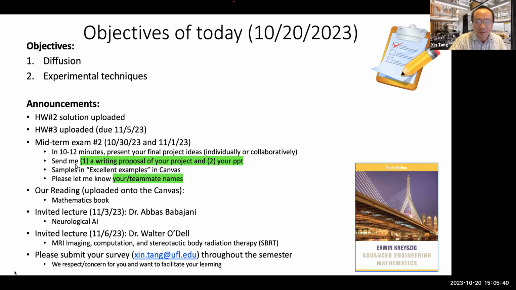Okay, so after the presentation, your score is determined, but you can send me your proposal and also your PPT. Then I will comment on the proposal and send it back to you for you to improve and upgrade into the final report. Okay, so these are the 2 things you will do for the midterm exam. It's coming. It's the end of October, right?